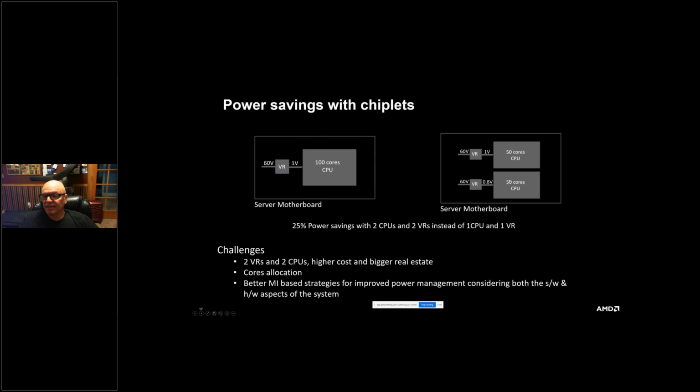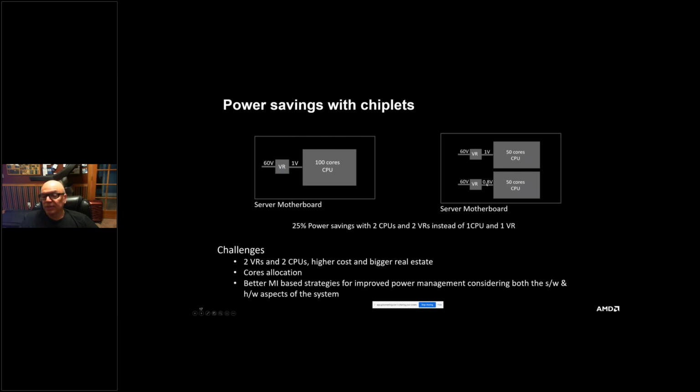Now let's say, on the right side, I break these into two chiplets. Each one has 50 cores. And now I'm doing the power independent to each one of those chiplets. Let's say I'm going to run those 50 cores at 1 volt, so I'm going 60 to 1. And here I'm going 60 to 0.8. I'm going to run those other 50 cores slower, at 20% less voltage, meaning 20% slower than the top 50 cores, okay?